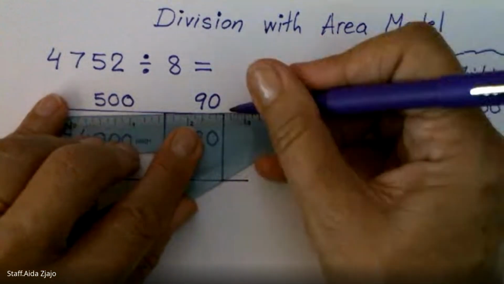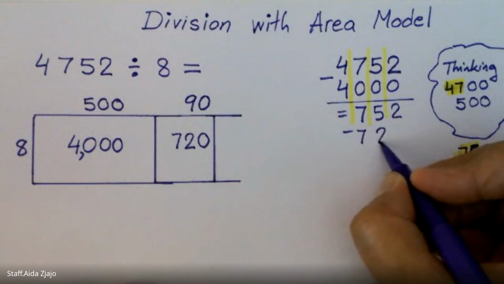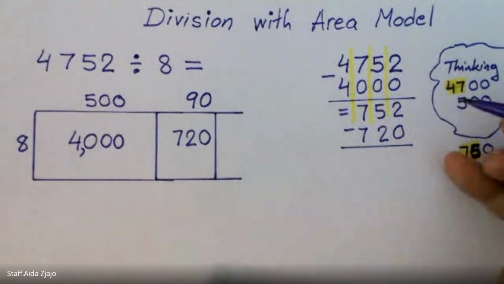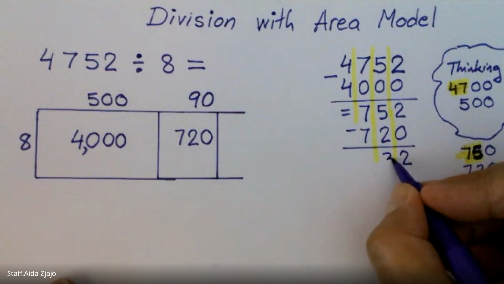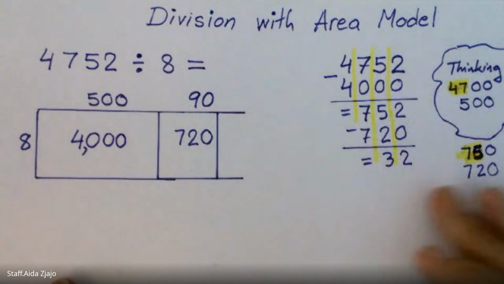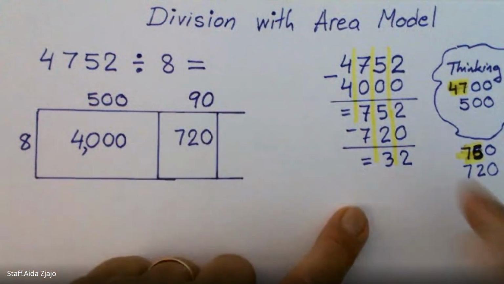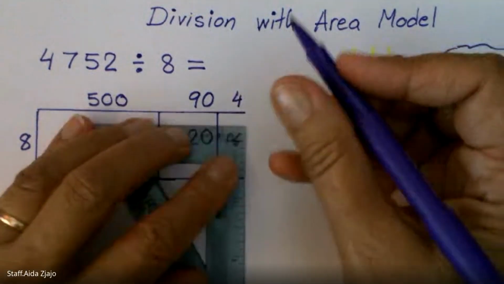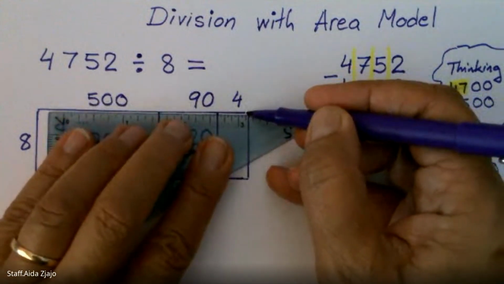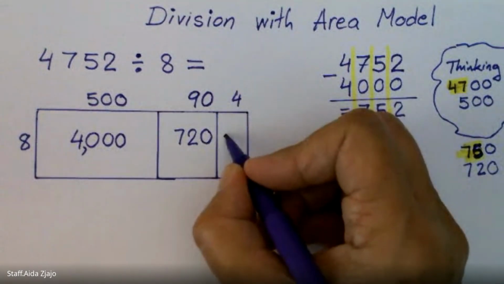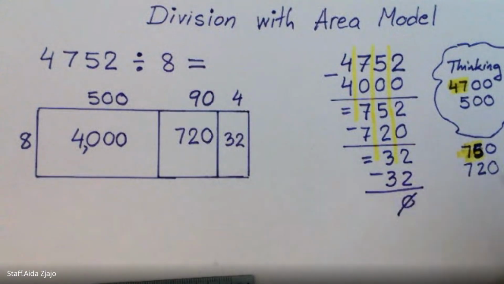I still have more, so I'm going to keep extending my area. So minus, now I give away 720, and see how much is left. Now I have 2 minus 0 is 2, 5 minus 2 is 3, and then 7 minus 7 is nothing. So now I have only 32 left. So I'm thinking 8 times what is 32? And I know that is 4. So 4 times 8 is 32. And I can close my area. And there I share 32, and then I have nothing else to share, so there is no remainder.